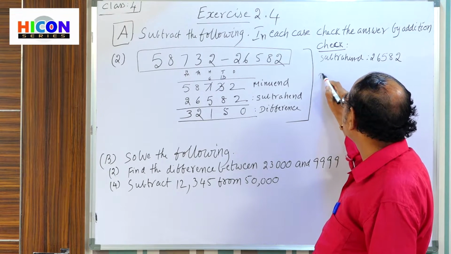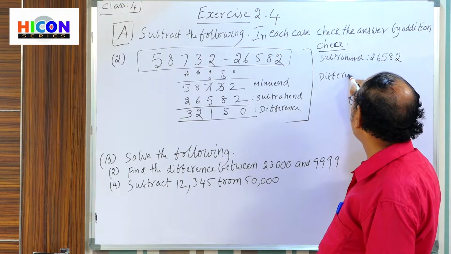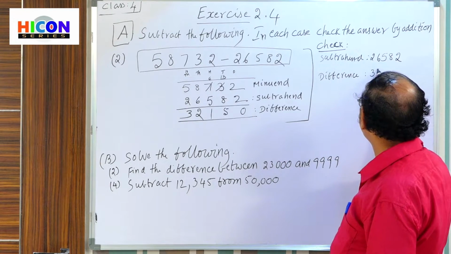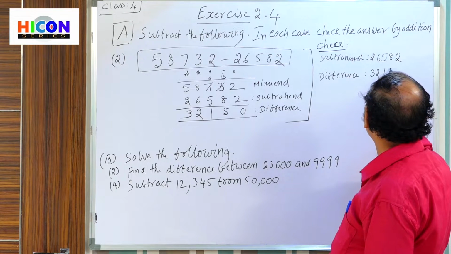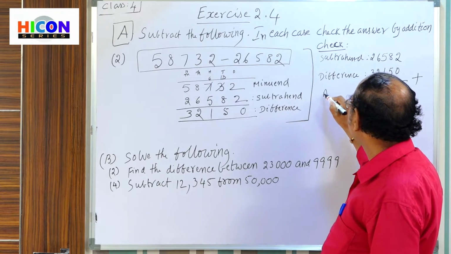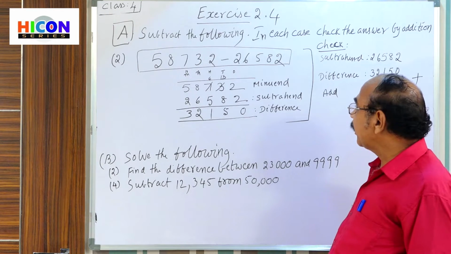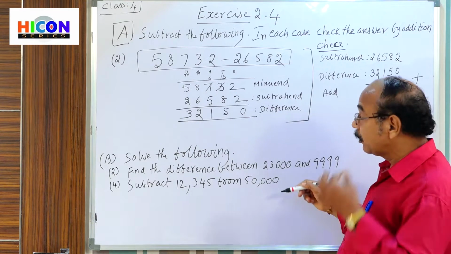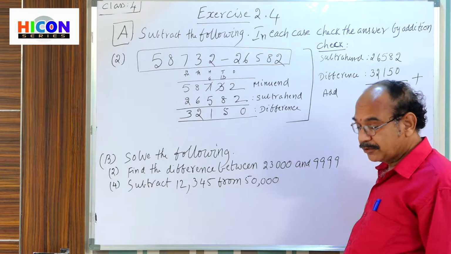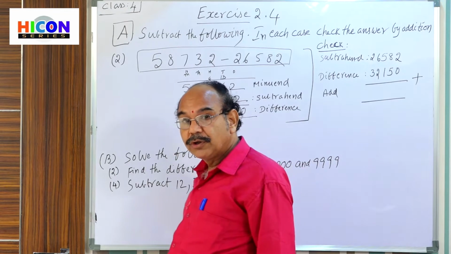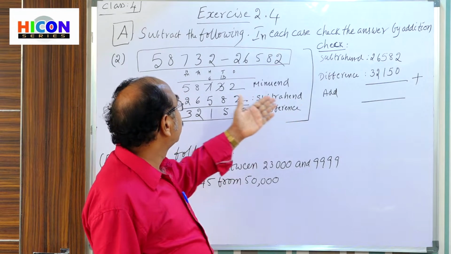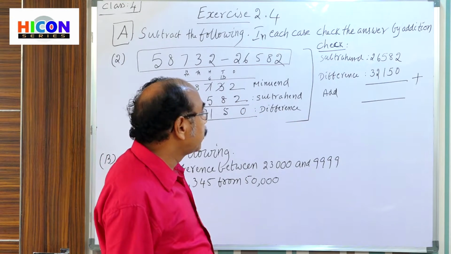What is the difference here? 32,150. Now add these two. By adding, what do we get here? The minuend. We add the difference to the subtrahend, then we get the minuend. Okay, children. Now see, add.